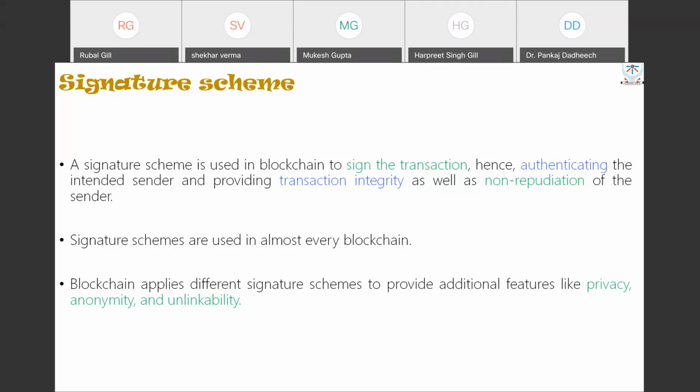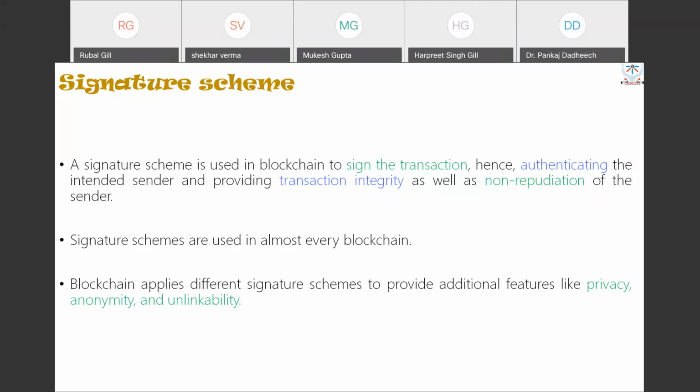If I sign using my private key, I cannot tomorrow deny that I have signed it. So that's non-repudiation for you. The signature scheme is used in every blockchain for privacy, anonymity, and unlinkability, because nobody knows who I am. I'm hiding behind my public key, and I'm signing, so everybody knows that some legitimate person has signed.